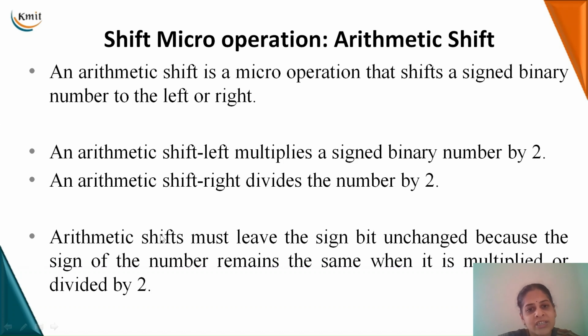Arithmetic shift must leave the sign bit unchanged because the sign of the number remains the same when it is multiplied or divided. Whatever it is, the sign remains the same. In case of a left shift operation, you are going to multiply the signed number by 2. In case of a right shift operation, you are going to divide the number by 2.